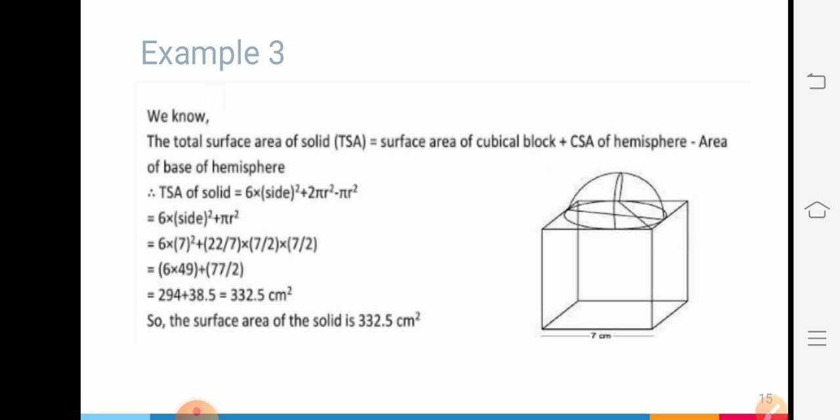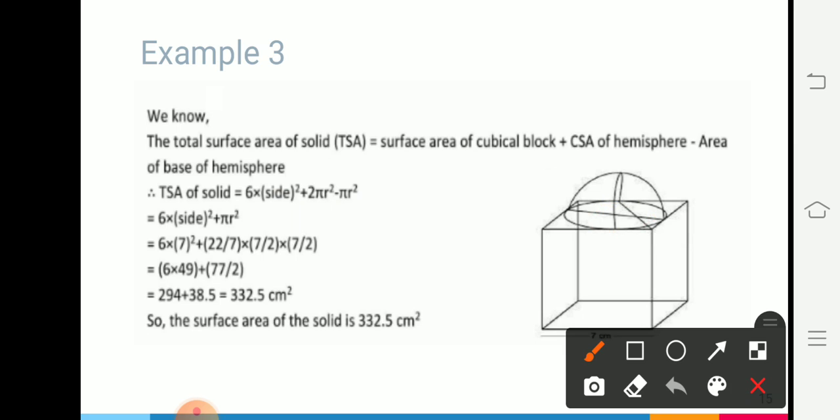So I hope this part is very clear, because we need to take out the total surface area of the solid. So this part which is the base, you can see this part which is the base, this part will be coming twice if you add the surface area of the cubical block plus the curved surface area of the hemisphere. So you will be getting this area twice. Since you're going to get this area twice, you need to subtract the area of the base of the hemisphere.